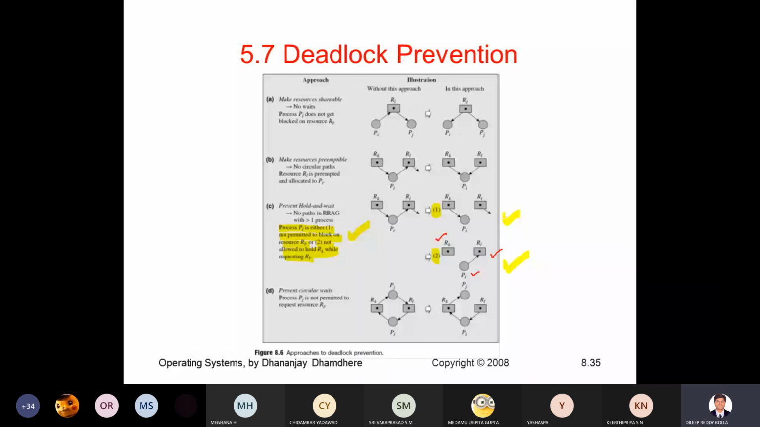So this way we can make sure that we prevent the process from holding and waiting. We can do it. Okay, this way also we can prevent the deadlock.